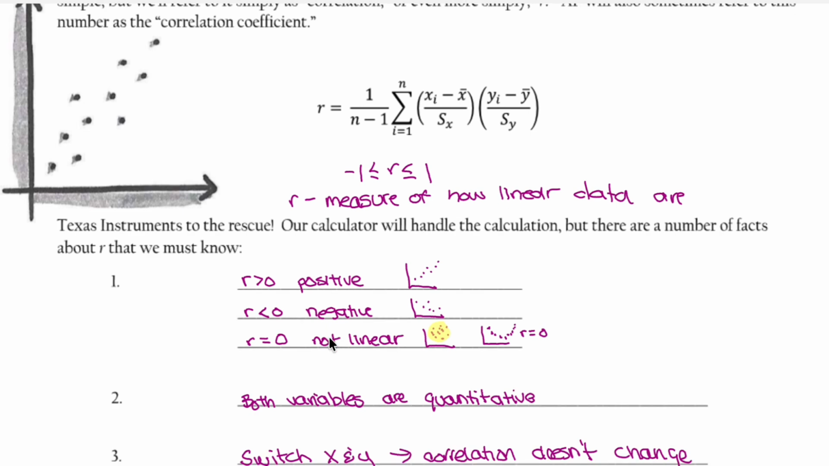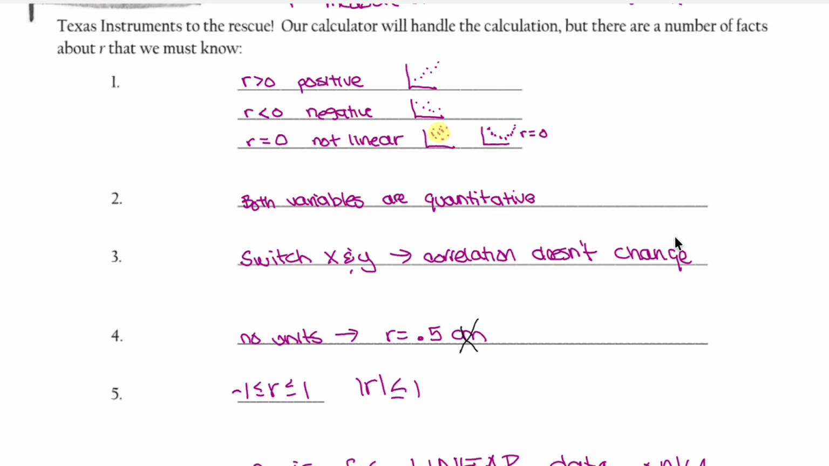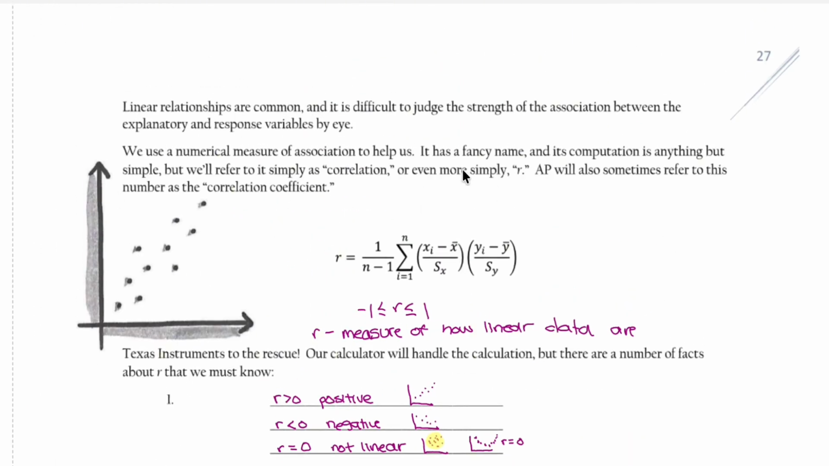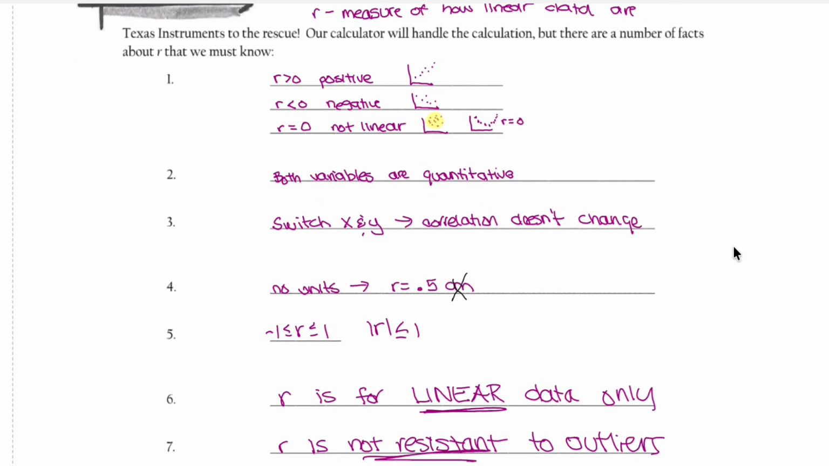And it seems like Texas Instruments comes to the rescue. Our calculator will handle the calculation, yes. But there are a number of facts about R that we must know. So in here we're going to talk about R a little bit. After just reading all of those paragraphs, it still seems pretty ambiguous. I know, I get it. So we're going to talk about correlation, also called R, more in depth or in an easier way for you to understand.